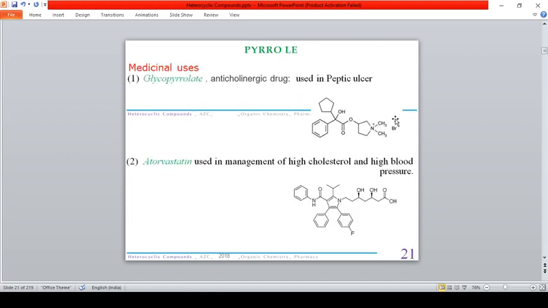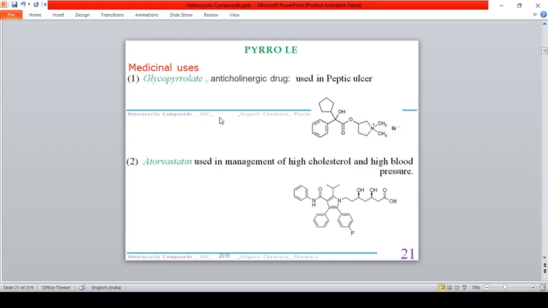Alright, medicinal use. Pyrrole is used in the synthesis of a drug called glycopyrrolate. It is an anticholinergic drug. Anticholinergic is like when bud colic comes, it is generally related to your stomach. So this drug is used to cure peptic ulcer.